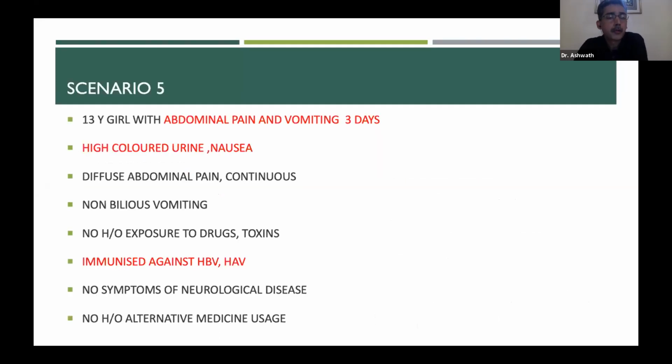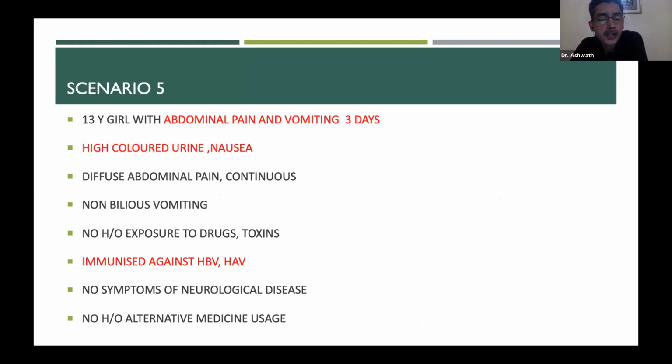Going on to case scenario five, this is a 13-year-old girl who came with abdominal pain and vomiting of 3 days duration with high colored urine and nausea. The pain was continuous and it was all over the abdomen. The vomiting was non-bilious. She has not been in contact with any known patient of jaundice. She has not been exposed to either conventional or alternative medicines.